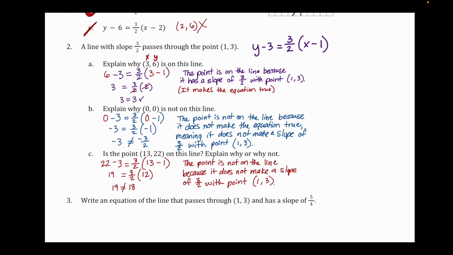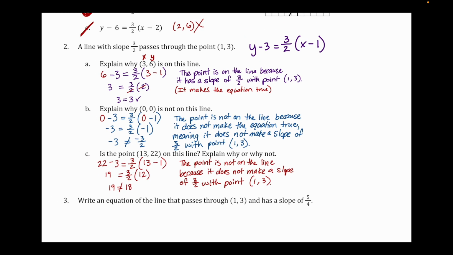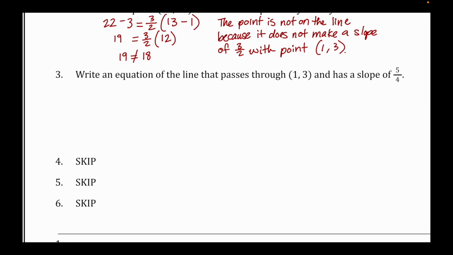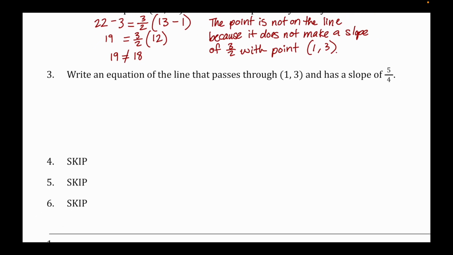Was it still 1 comma 3? Yeah, it's 1 comma 3. It just happens to also be 1 comma 3 in this next question, which is why I was questioning myself a little bit. So you'll notice we're skipping 4, 5, and 6. We're just doing question 3 here. And this one's not going to be so bad either.